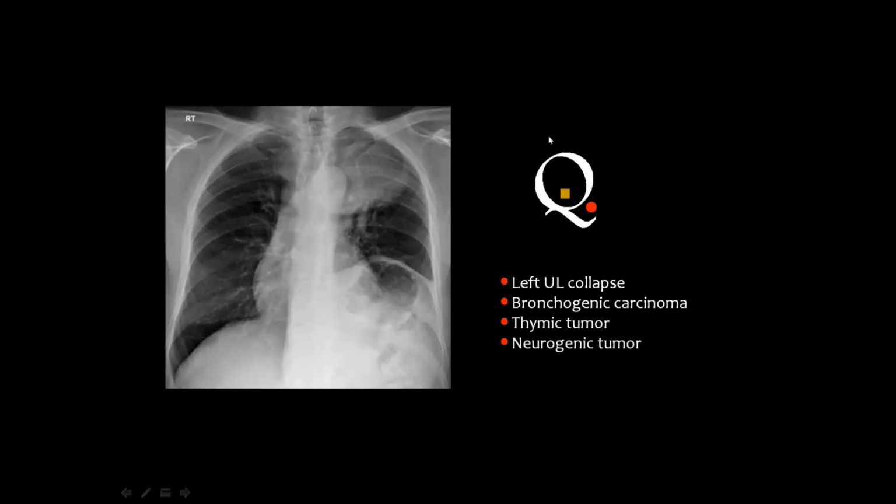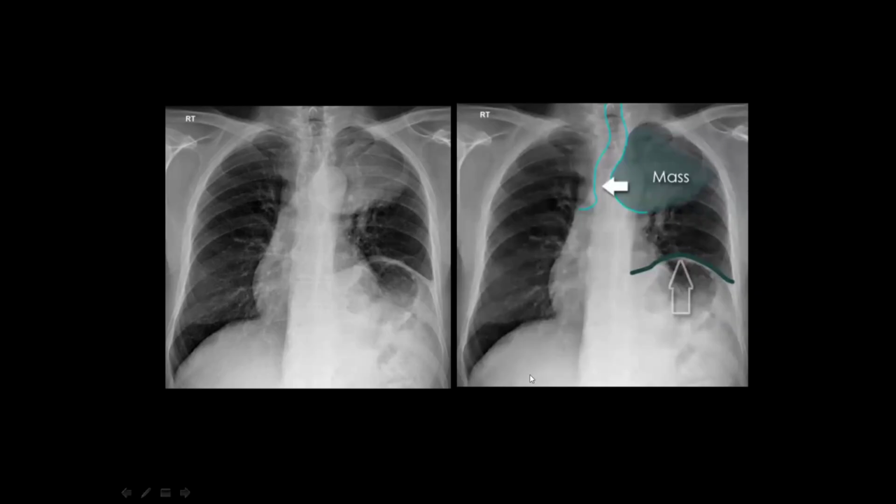Carcinoma, left upper lobe, thymic tumor, left upper lobe collapse, bronchogenic carcinoma. Okay, then you look for this diagram, then you see that there is a mass here, and this mass has compressed a little bit the trachea, and there is considerable elevation of the diaphragm. Then if you consider this as a bronchogenic carcinoma, it will affect the phrenic nerve and cause phrenic nerve paralysis with consequent elevation of the diaphragm.